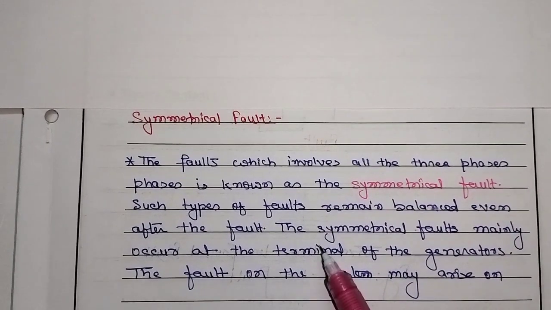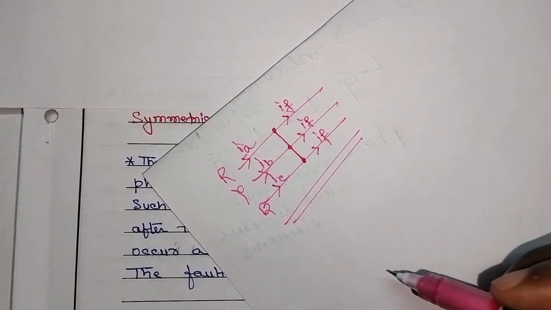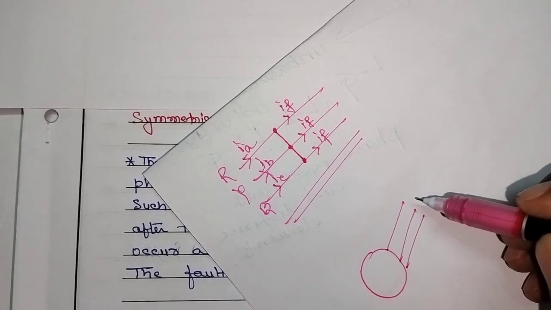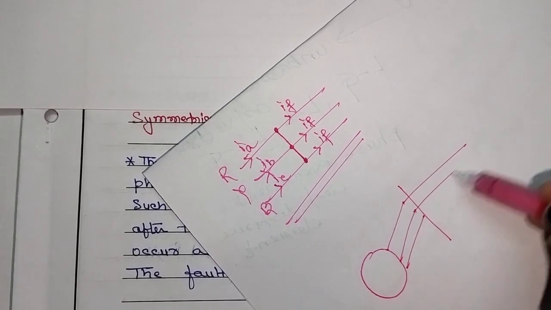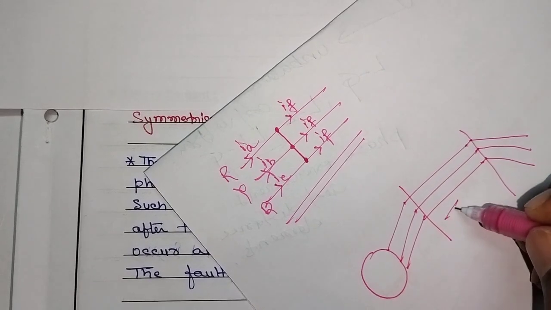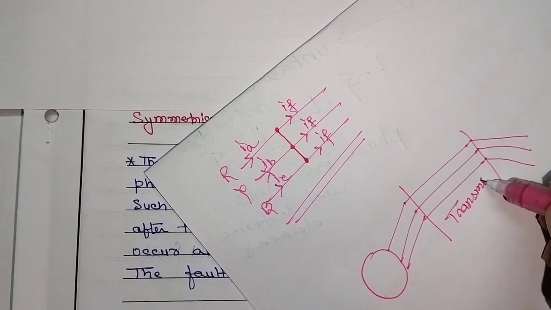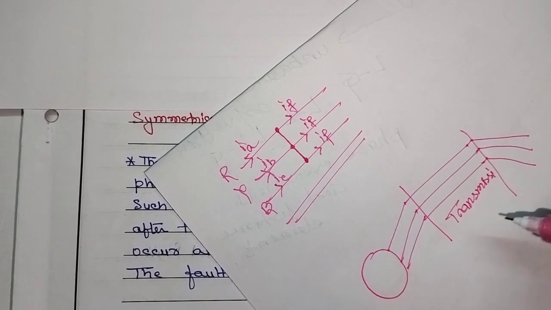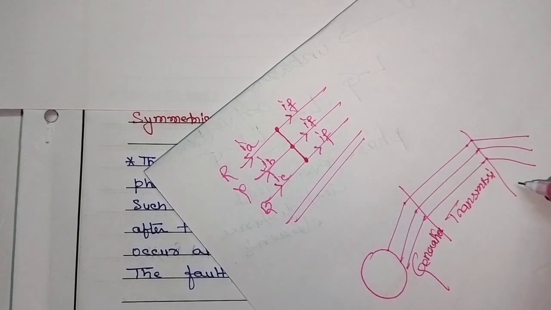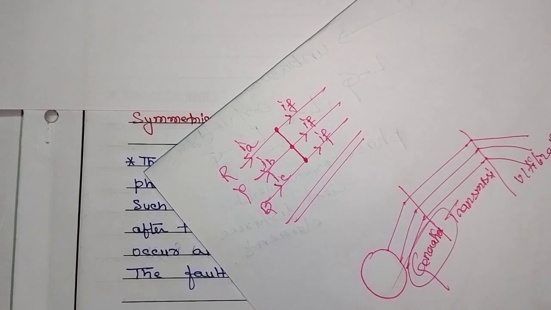The third point is written: the symmetrical fault mainly occurs at the terminal of the generator. Let us suppose the power is generated from here and transmitted. Here the power is getting transmitted, and this is the utilization side. So this is called the transmission side. This is the generation side, and this is the utilization side. So mainly the fault occurs at the generation side.